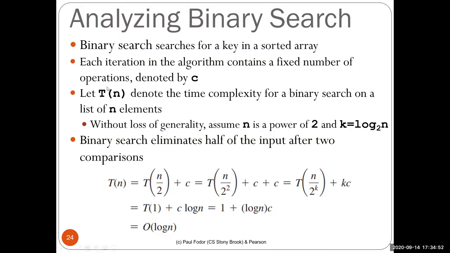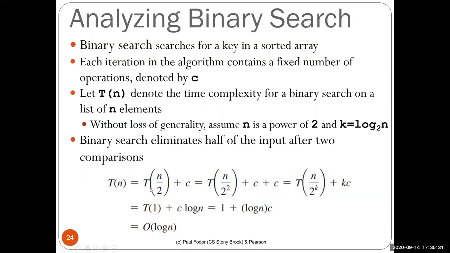Now, we denote with T of n, in all cases, the time complexity for the algorithm. And we assume, again, without loss of generality, that the number of elements in the array is a power of 2. So it's 2 to the power k, okay? Therefore, k is log base 2 of n. Now, binary search eliminates half of the input at every step.